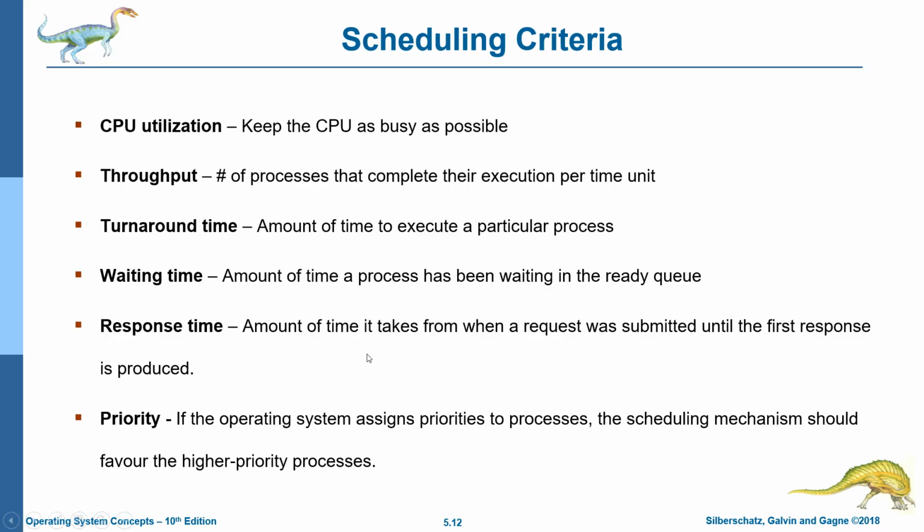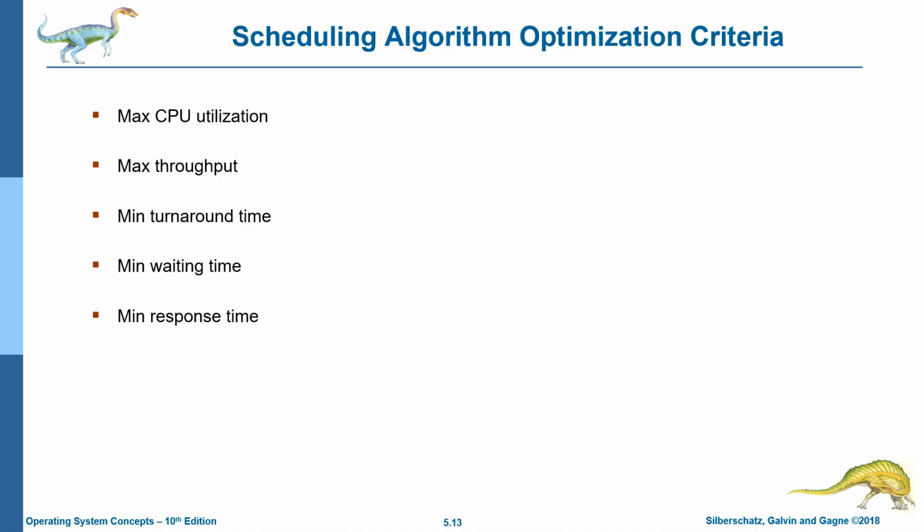Response time is the amount of time that it takes from when a request was submitted until the first response is produced. And the priority: if the operating system assigns priority to the processes, the scheduling mechanism should favor the higher priority process. So, what is the optimization criteria?